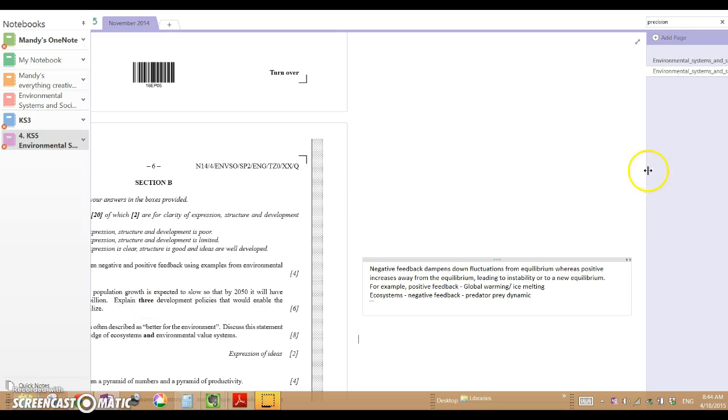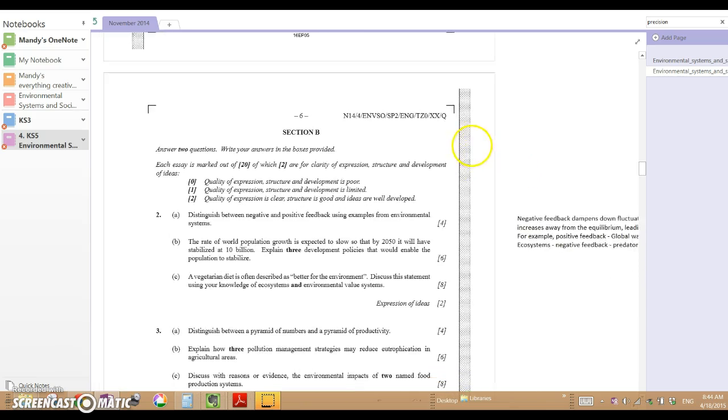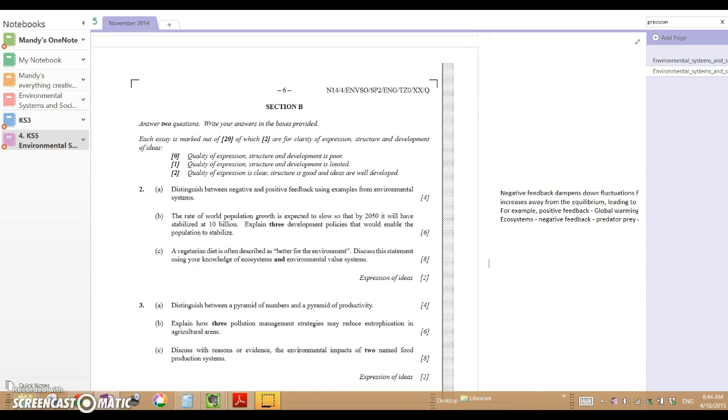Okay, question part B. The rate of world population growth is expected to slow so that by 2050 it will have stabilized at 10 billion. What are 3 development policies that would enable the population to stabilize? Okay, hit pause, have a go. Okay, so, alright, so we've got 3 developmental policies, 6 marks. So 1, 2, 3. What are development policies?